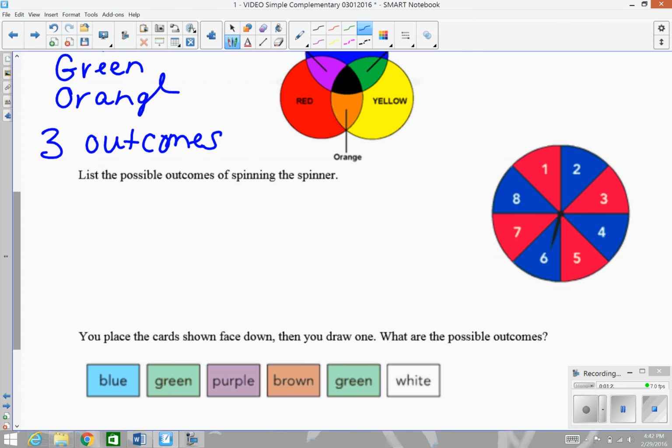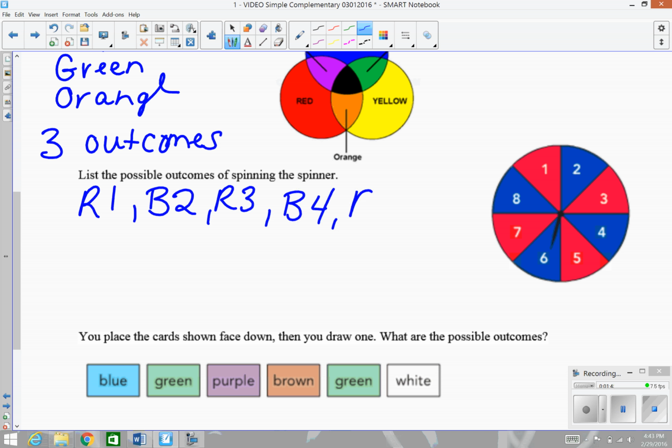Looking at this spinner, it wants you to list the possible outcomes, and we want to be really specific. Not only could you get a 1, 2, 3, 4, 5, 6, 7, 8, but you could also get reds or blues. So you could get a red 1, a blue 2, red 3, blue 4, red 5, blue 6, red 7, blue 8.